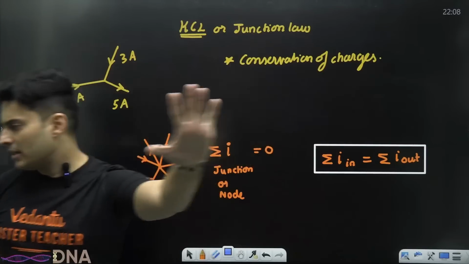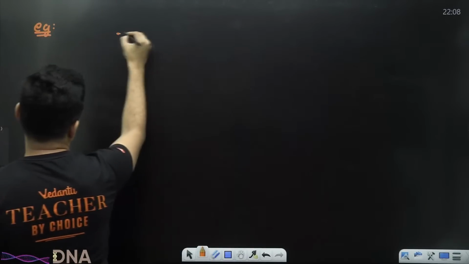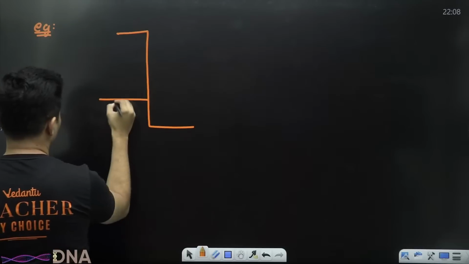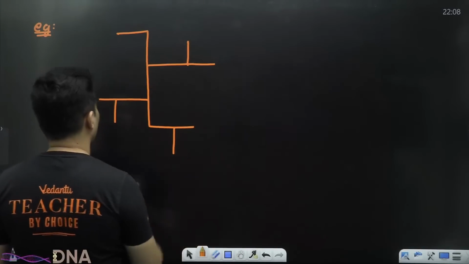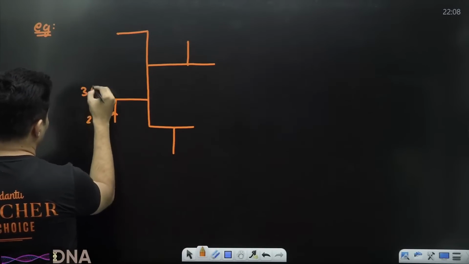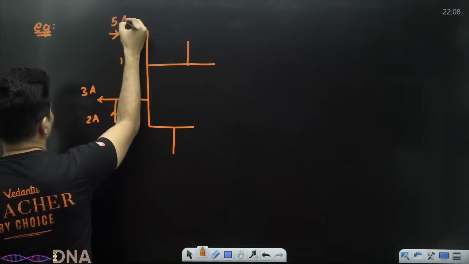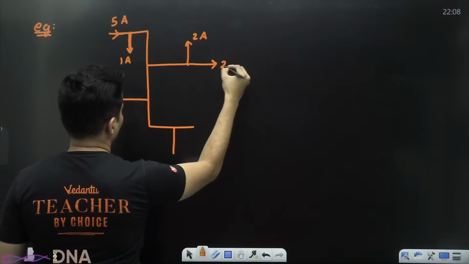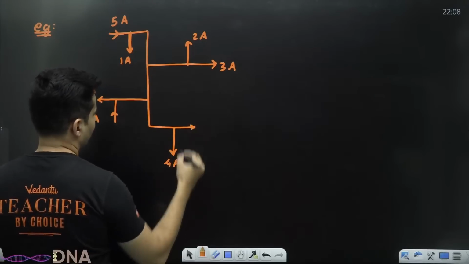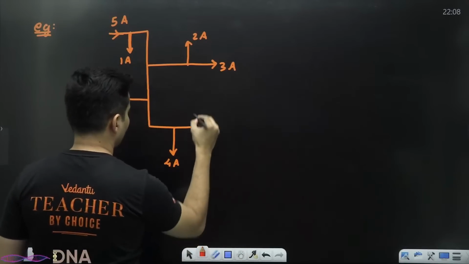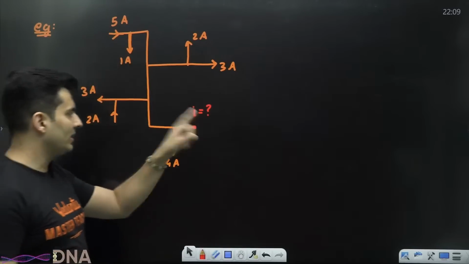Is this point absolutely clear, everyone? Yep. So let's see a simple example on this. This is the question. You have to find, if all these currents and directions are given in all these branches, what is the current over here?